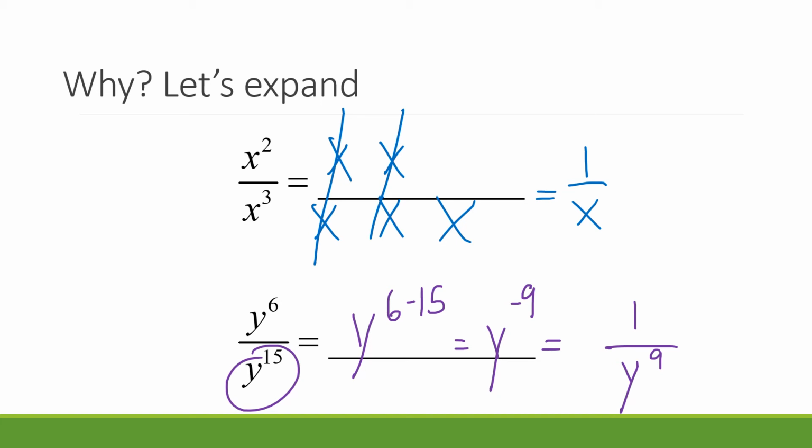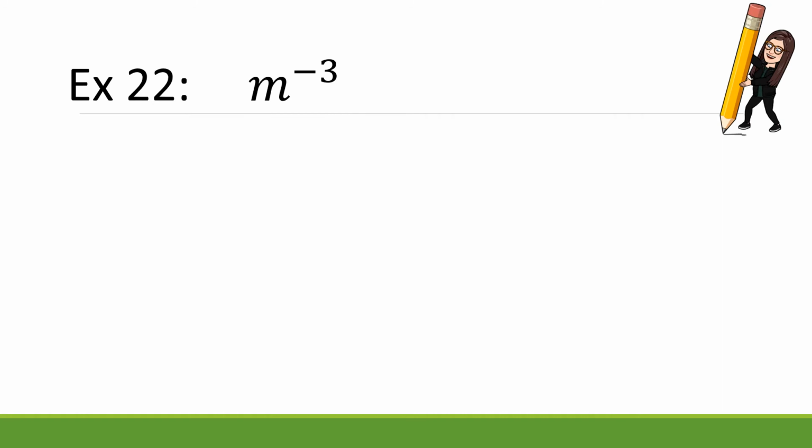So we've been taking the shortcut, but what if I give you a negative to begin with? How do I make it not negative? Kick it to the other side. So let's try this a little bit further.